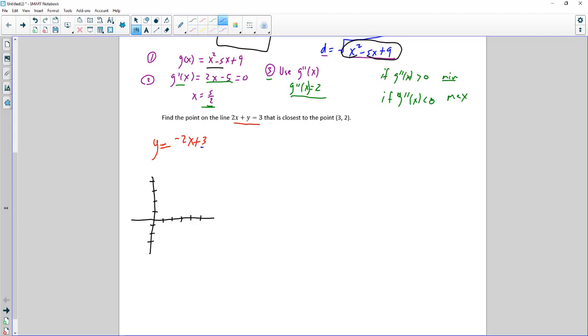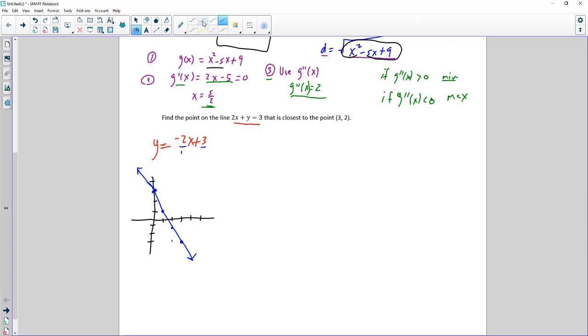My y-intercept is 3, and my slope is negative 2 over 1, so I'm going to go down 2 and over 1, down 2 and over 1, and something like this. This is going to be a line, looks like that. So that's the function that I'm using.